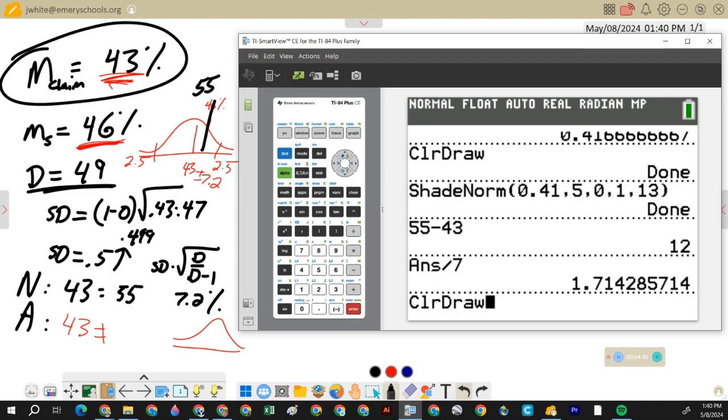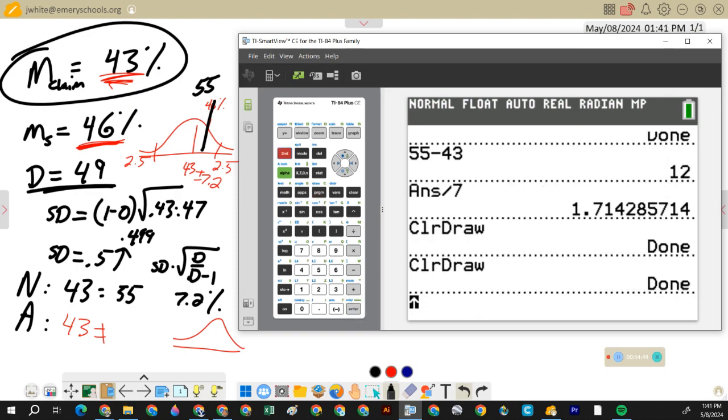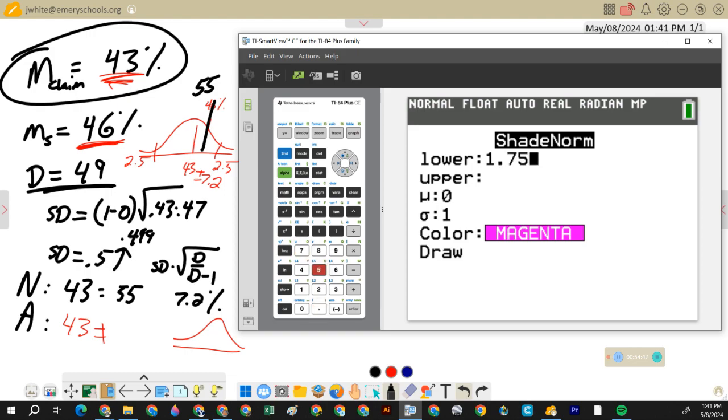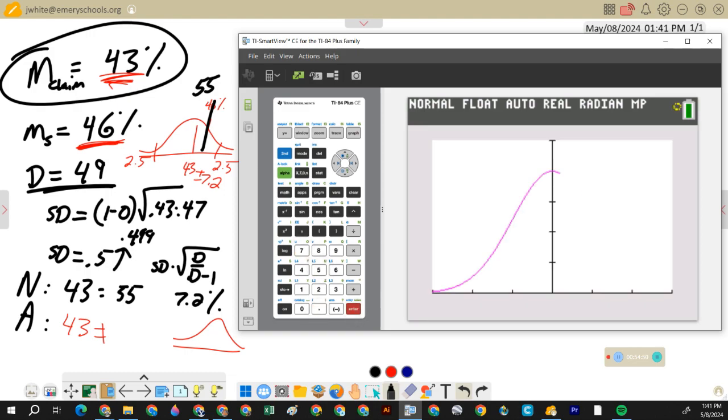So I'm going to shade norm from 1.74 to 5. Okay, and I get 4%. So this area here is 4%. Do I accept the null or reject the null? I accept because 4 is bigger than 2.5. If this was a one-tailed test, then I would reject the null in favor of the alternative. Got it?